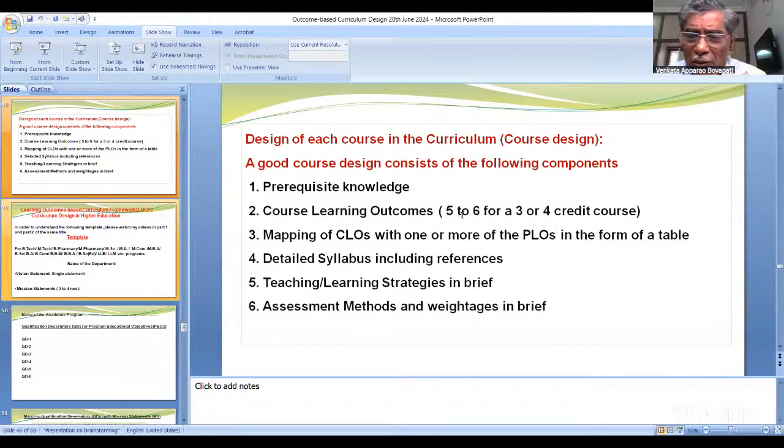Detailed syllabus, including references. Teaching learning strategies in brief, 5 to 6 sentences in brief. Only the names of the methods: group discussion method, learning by doing method, project-based method, problem-solving method, methods only. You don't have to write details. Assessment methods and weightages. So many minor tests, so many midterm examinations, assignments, this much weightage for assignments, end semester examination, this much weightage as far as end semester examination. This is how you should have the course design.